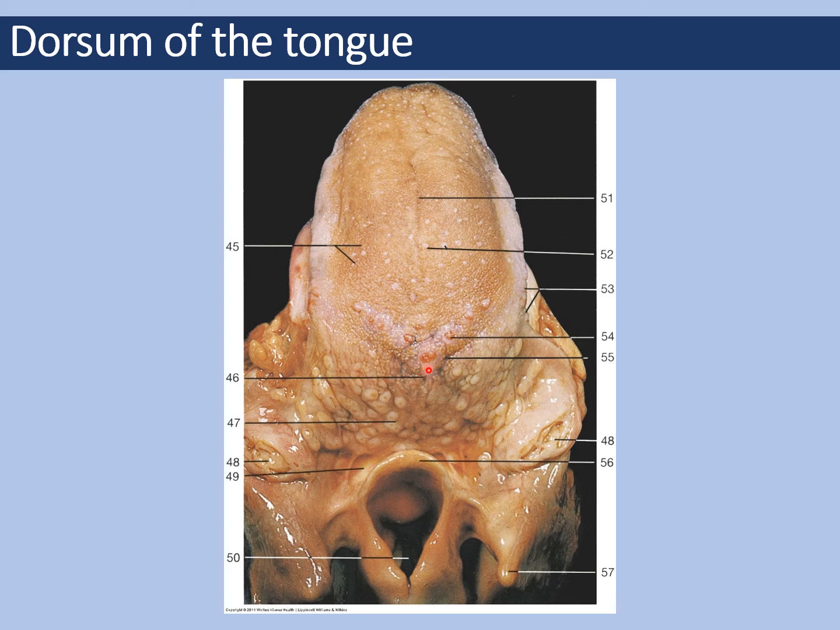Right here at the tip of this V would be the foramen cecum, and this would be the place where the thyroid gland originated before descending embryologically to live in its final resting place on the anterior part of the neck. There are some clinicals associated with that and the thyroid gland that I'm not going to have time to talk about right now.